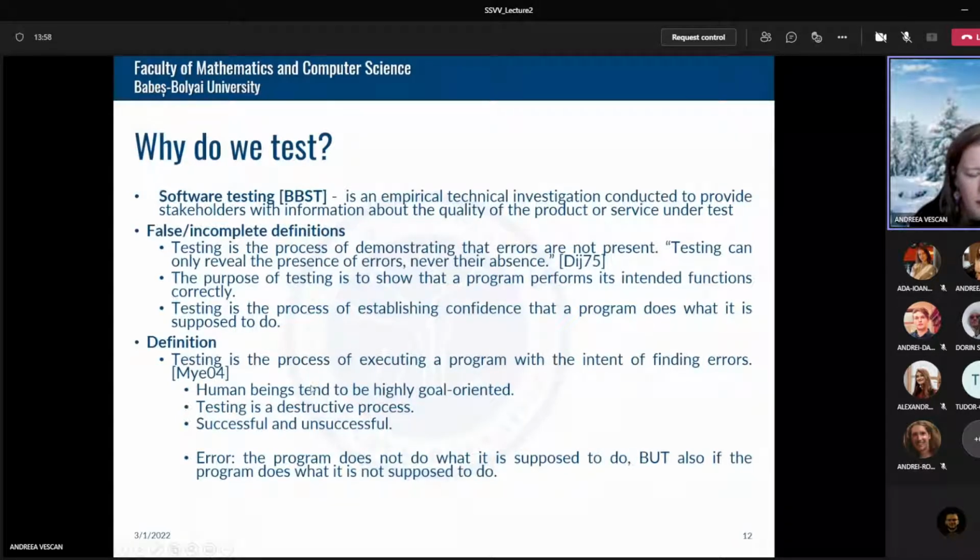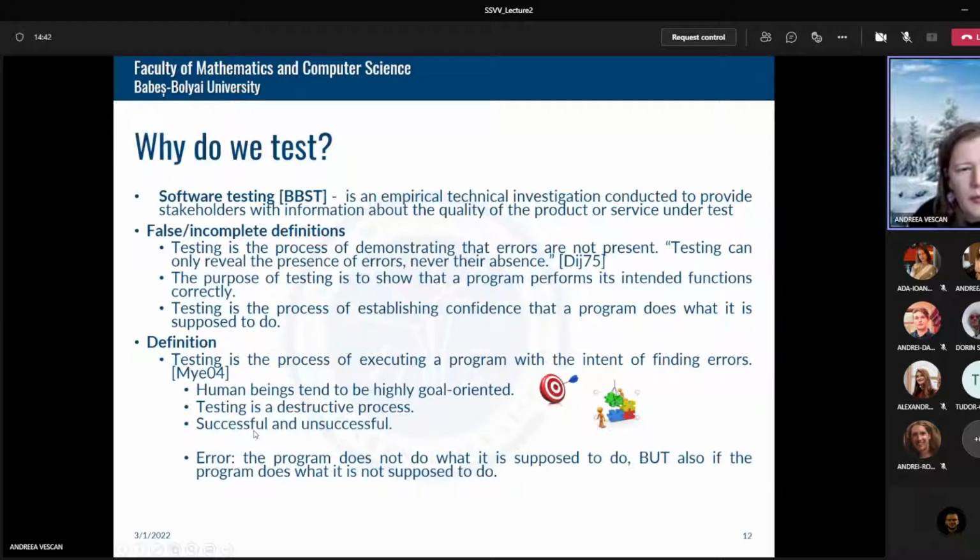You can also find various aspects of testing in the book of Myers. Since human beings tend to be highly goal-oriented, it's very important that you, as a tester, set your goal to actually find the bug, not to not find the bug. It's very difficult to switch your mind from a constructive process to a destructive process. So basically, you do not test your own program, right? Because first you added effort in creating the software, and then it's very difficult to be destructive on your own creation.